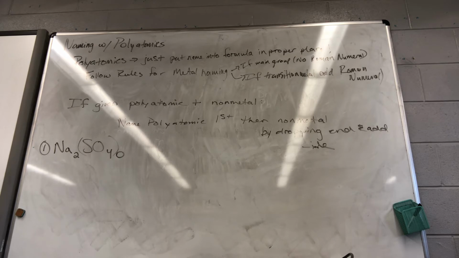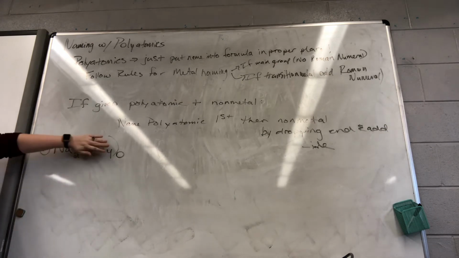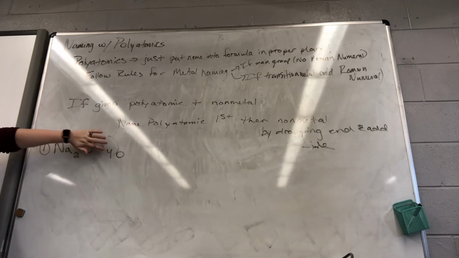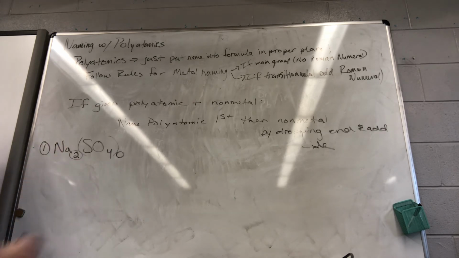Okay? Do not mess with anything inside of a polyatomic ion. That's why I wanted you to memorize them the way they were written. Do not change anything inside a polyatomic ion. Pretend it's a red circle, okay? Don't touch anything in the red circle. Okay. So we've got our subscripts on the outsides.